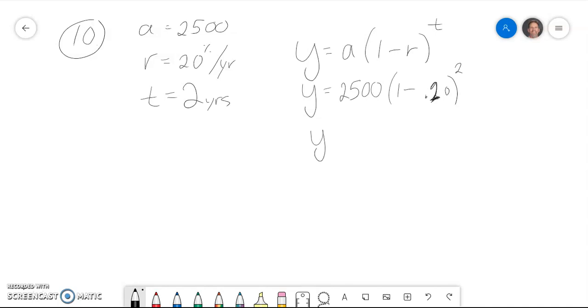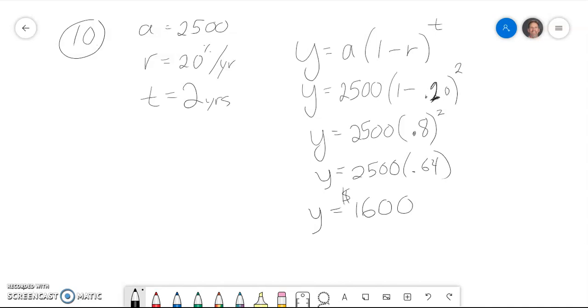So again, what I'm going to do is just crank out the math. You do what's in parentheses first. So that would be 0.8, which means after every year, you've got about 80% of your value left. Next I do 0.8 to the second power on a calculator, and that gives me 0.64. Then I multiply those two together, and I get my value of 1,600. So if you buy a $2,500 computer, and it's depreciating at a rate of 20% per year, you would expect that thing to only be worth about $1,600. So if you want to throw it on Craigslist, that's about the fair price.